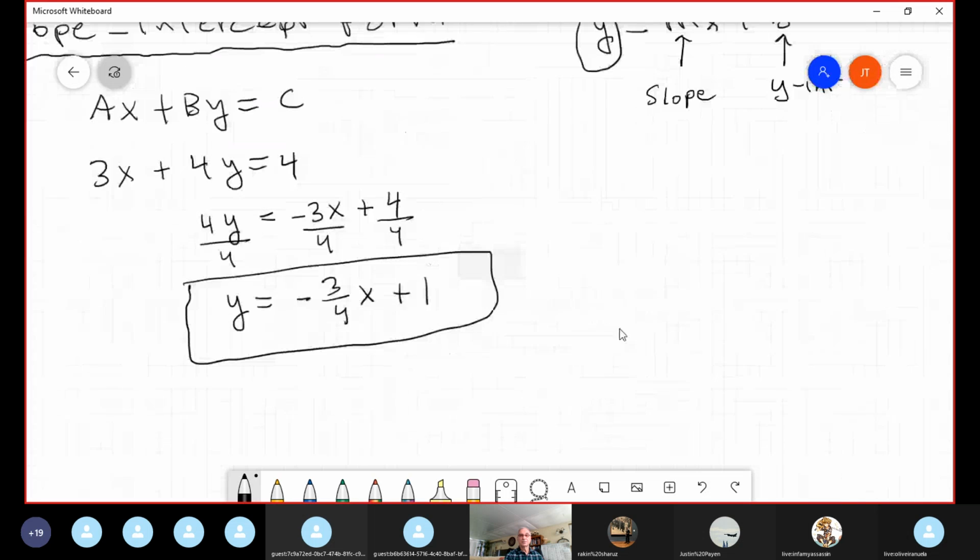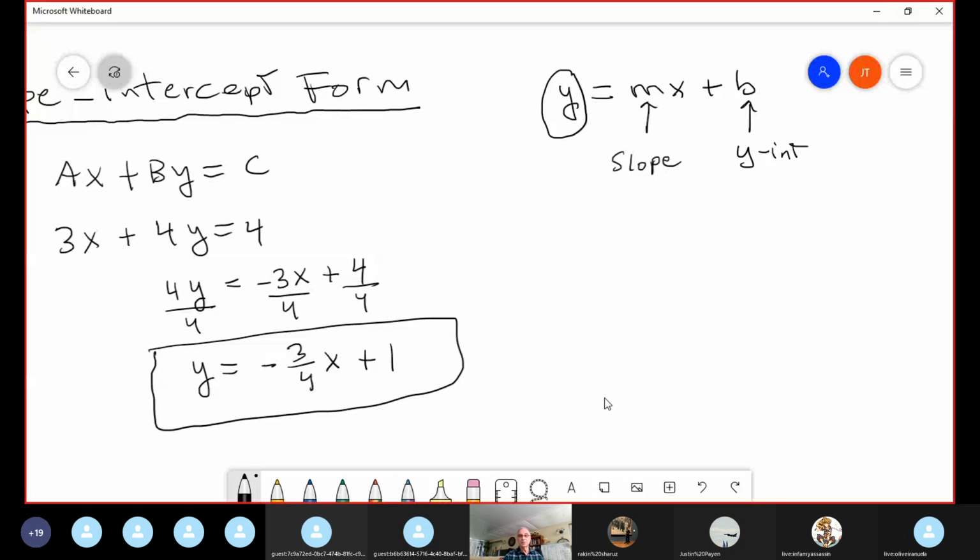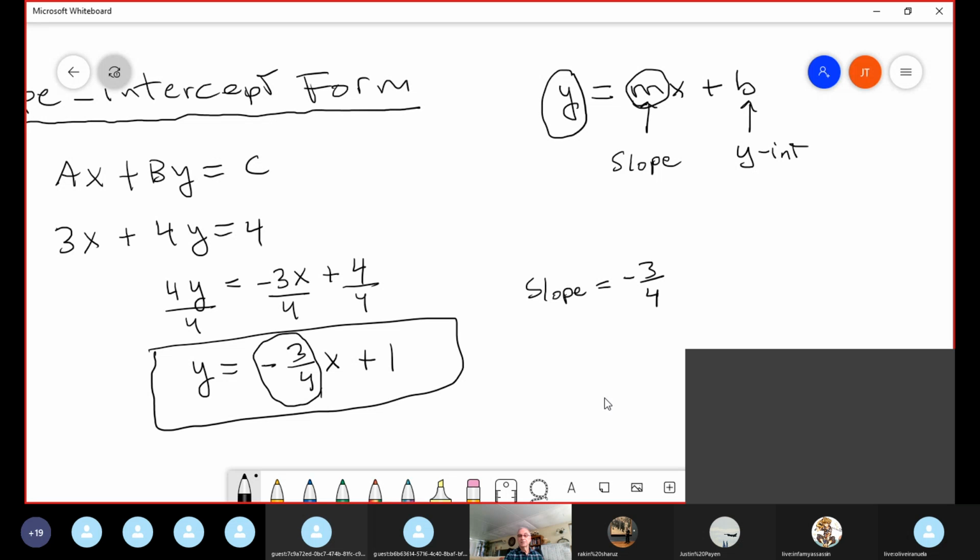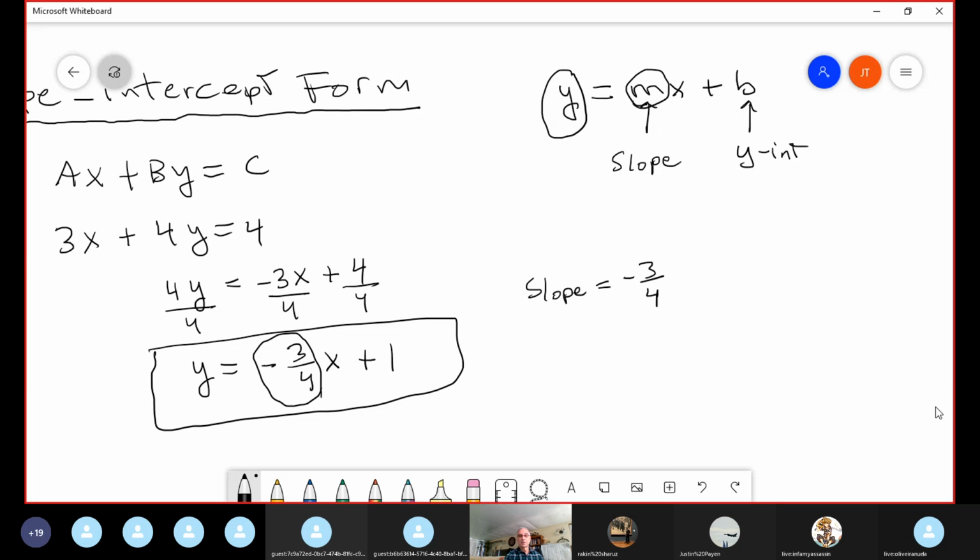I discovered that the slope in this example is negative 3 over 4. So m, in our specific example, is negative 3 over 4. And b, the y-intercept, is 1. B is 1 in our specific example.